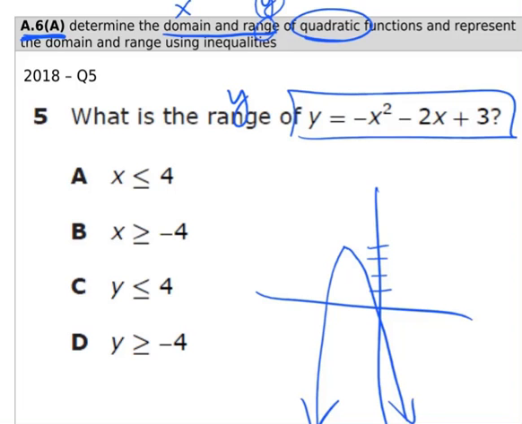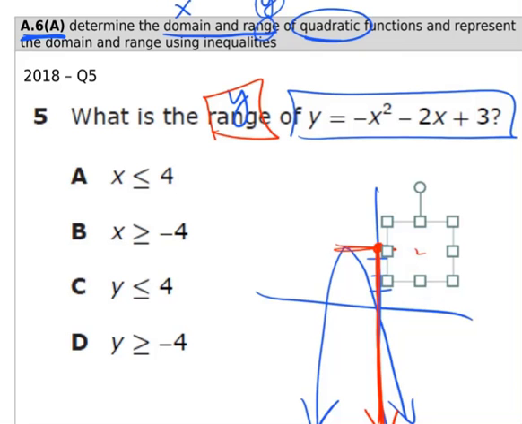Since we are talking about range, which is y, we're only talking about the things going in the vertical direction. We don't care about left or right. The y values that were used, the highest, the maximum y value was 4, and we're using everything below 4. So the way we would say that language would be y is less than, and since it can be equal to, it's going all the way up to 4, less than or equal to 4. The answer would be C.